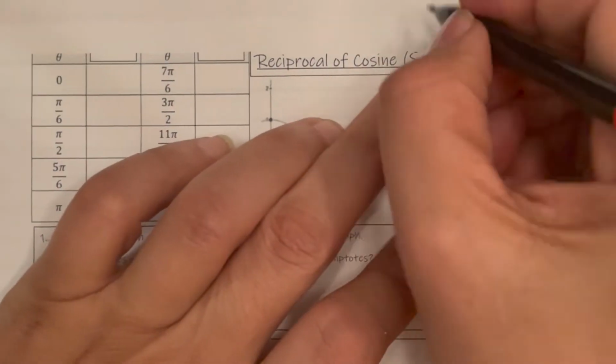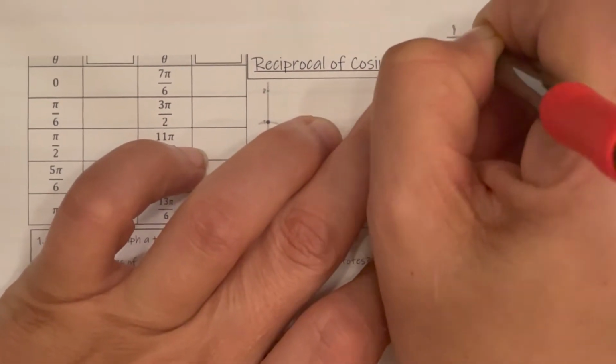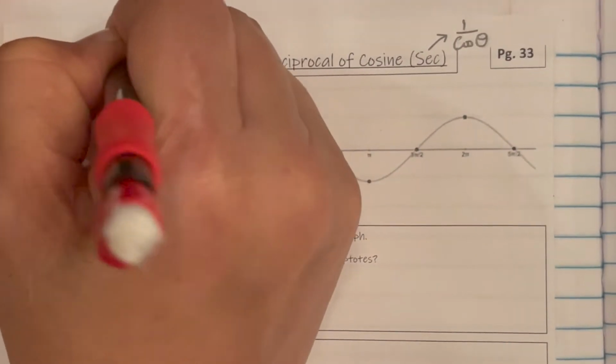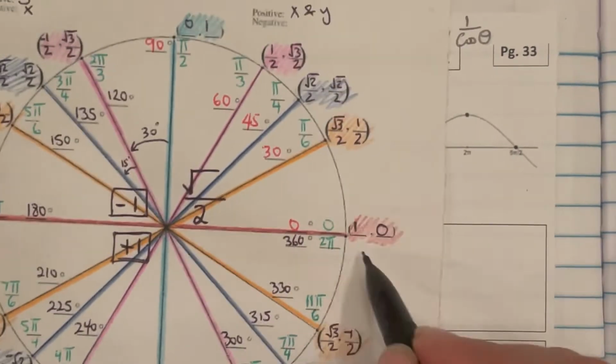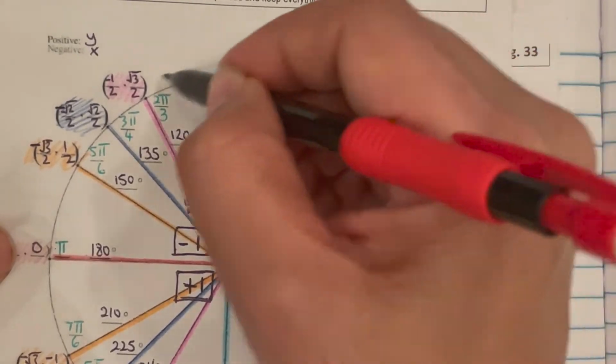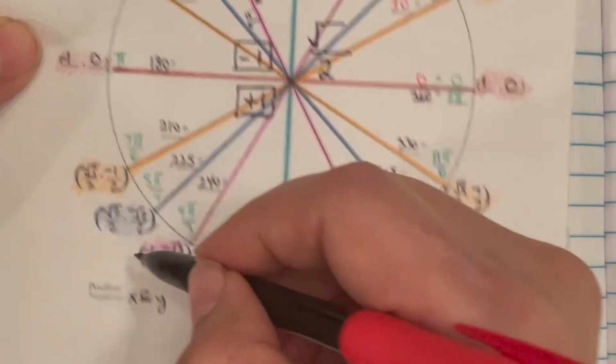We're going to take a look at the reciprocal of cosine, secant. And so what is secant? 1 over cosine. So this is exactly what we did previously. You're going to actually fill this out. So make sure you put secant on the top, and then you're going to use the unit circle. Remember, cosine is the x value, so it's going to be the first value.